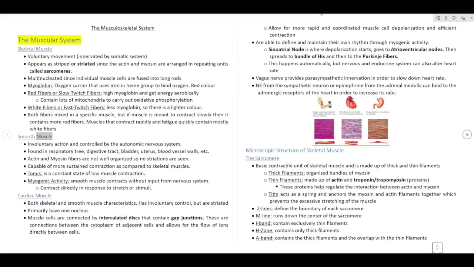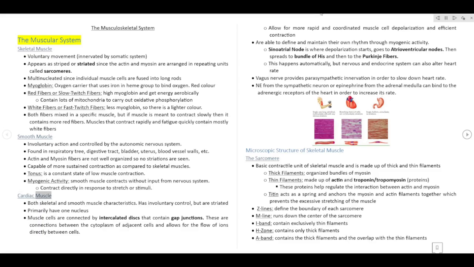Smooth muscle. Involuntary action, controlled by the autonomic nervous system. Found in the respiratory tree, digestive tract, bladder, uterus, blood vessel walls, etc. Actin and myosin fibers are not well organized, so no striations are seen. It is capable of more sustained contraction as compared to skeletal muscle. Tonus is a constant state of low muscle contraction. Myogenic activity: smooth muscle contracts without input from the nervous system. It contracts directly in response to stretch or stimuli.